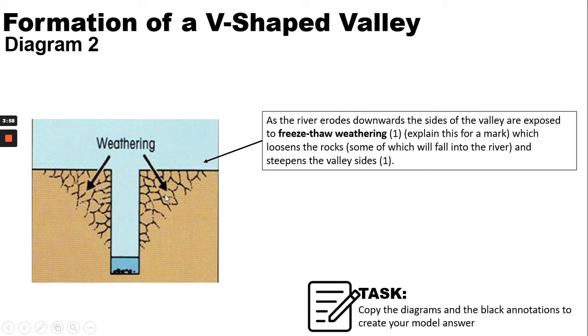So explain it. You just talk about how water gets into cracks. It freezes and expands by 9%, and that loosens some of the rocks, which fall into the river and steepen the valley sides. Okay, so that's 2 marks. So exposing the sides of the valley to freeze-thaw weathering, 1 mark. Explaining the process which loosens rocks and steepens the valley, that's 2.